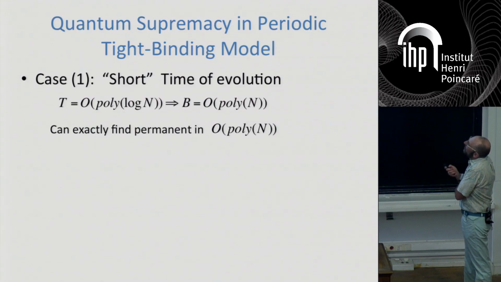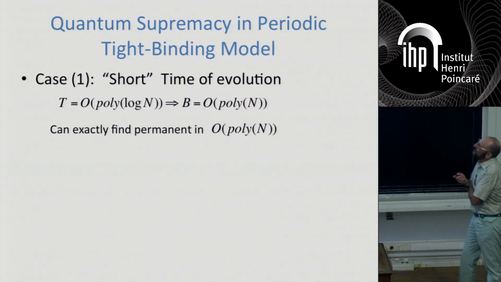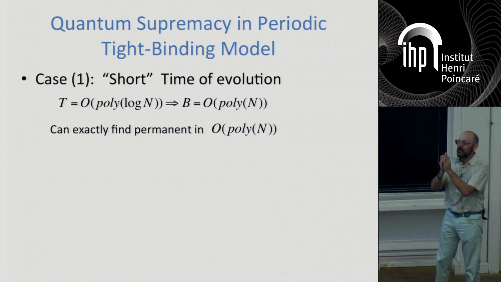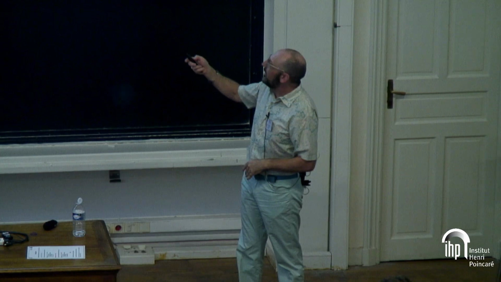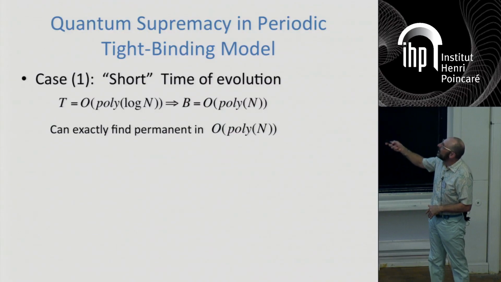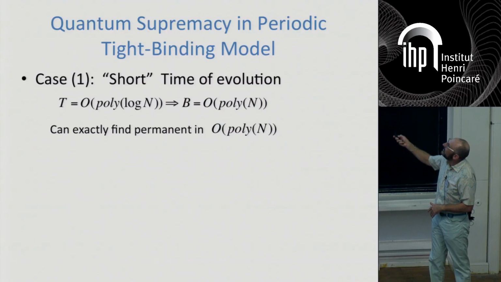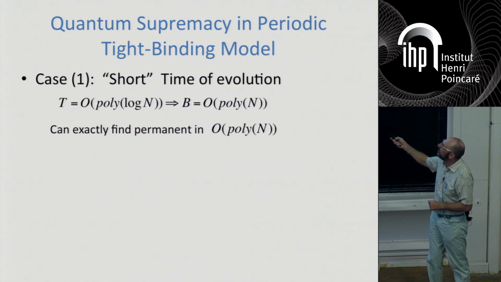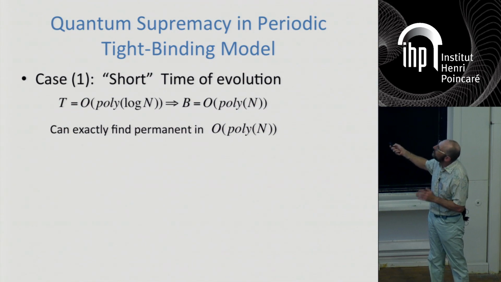So what we see for this problem is two cases. One, if we don't allow the atoms to tunnel very far, if we keep the time constant or not growing more than polylogarithmically with the size of the matrix, well then the band doesn't grow with n, and we can calculate the permanent in a time that's polynomial in the size of the matrix. So that would be an easy case.